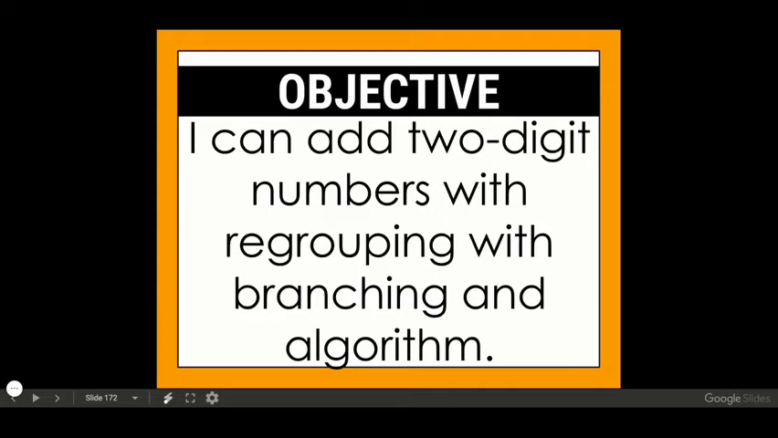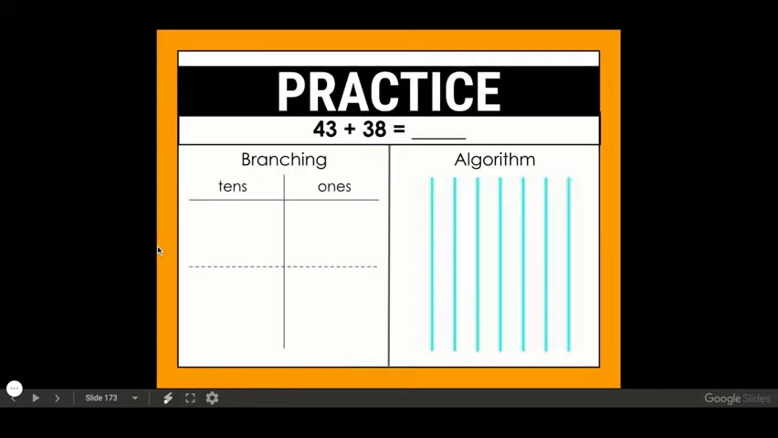The objective for today is I can add two-digit numbers with regrouping, with branching, and the algorithm. Yesterday we did right to left compared with the algorithm. Today we're going to use branching with the algorithm. Today is a day where you can watch me go through these examples. If you would like to join in, you may. And then tomorrow we'll do more algorithm. So let's focus today on branching and the algorithm.